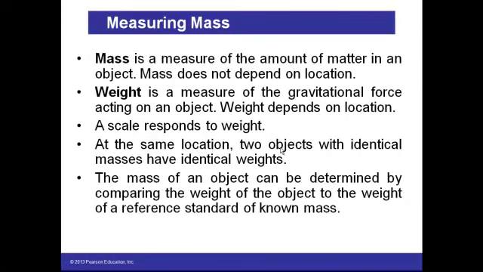So when we measure mass, we have to compare two different things. There's looking at the actual mass of an object, which is going to be the measure of the amount of matter that is inside the object. So mass does not depend on the location of the object. Weight, however, is a measure of the gravitational force that's acting on an object. So the weight of an object is going to depend on its location.